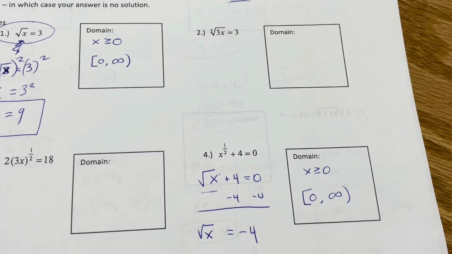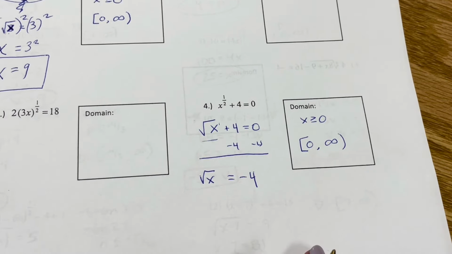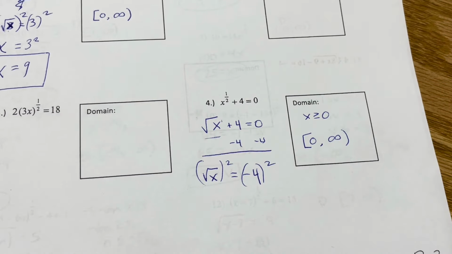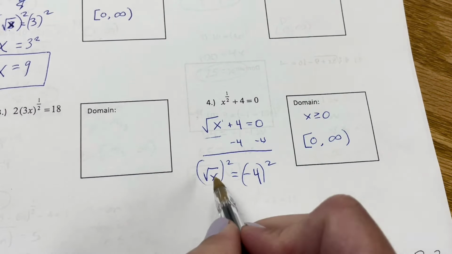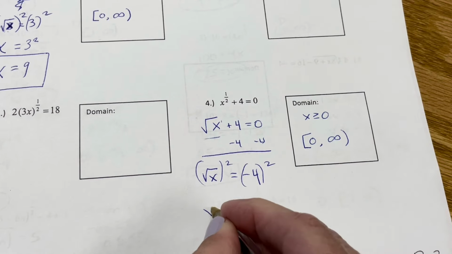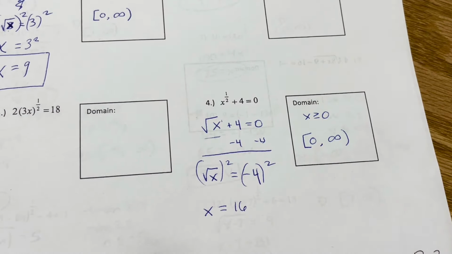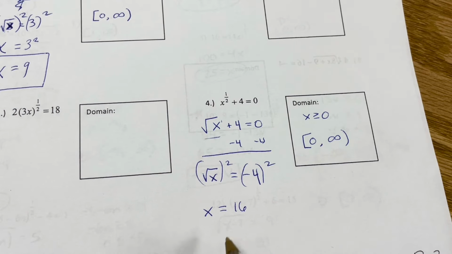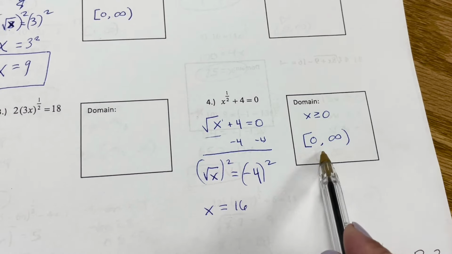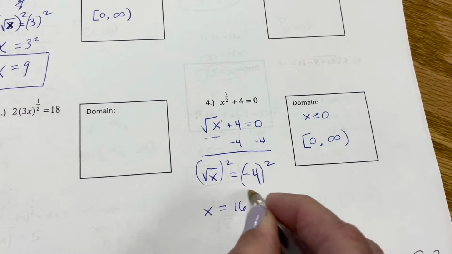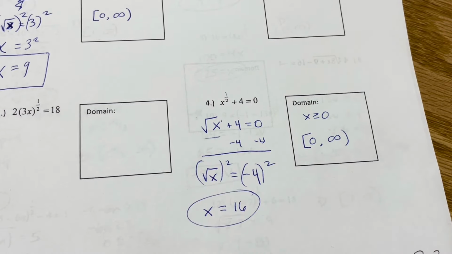So I have this. Once the square root is isolated, now I square both sides, or take both sides to the second. The squared and the square root undo each other, so I have x over here, and -4 squared is 16. My last step is check my answer to make sure that my answer is in the domain. Yes, 16 is anything from 0 bigger, so x equals 16 is my answer.